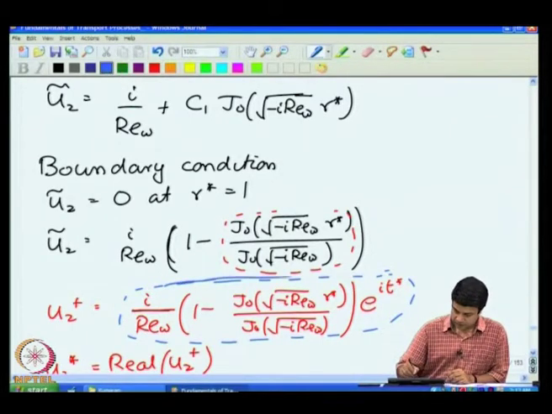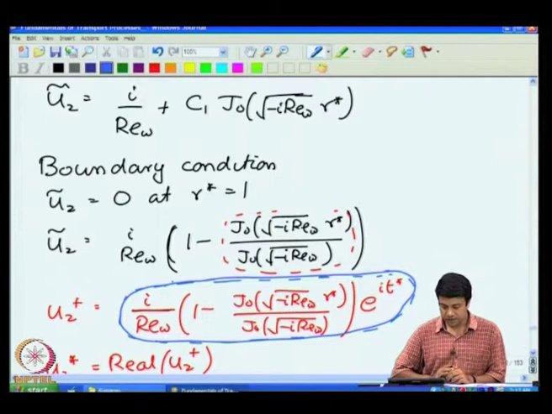Even though we managed to get this solution, it is a complicated solution. You end up having to take the real part of this times e to the power i t and then plot it for different values of Reynolds number and t in order to get the actual velocity profiles. However, one can get a better physical understanding by looking at the limits of high and low Reynolds numbers.